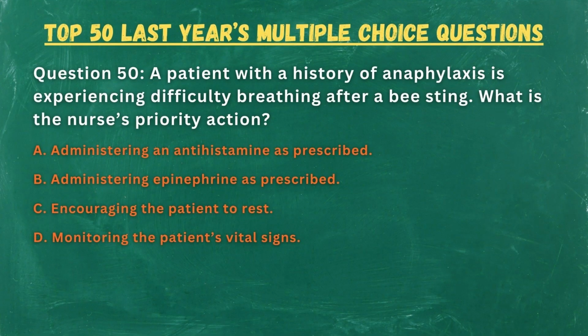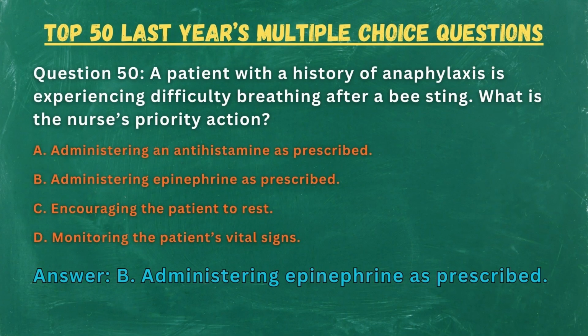Question 50. A patient with a history of anaphylaxis is experiencing difficulty breathing after a bee sting. What is the nurse's priority action? A. Administering an antihistamine as prescribed. B. Administering epinephrine as prescribed. C. Encouraging the patient to rest. D. Monitoring the patient's vital signs. Answer: B. Administering epinephrine as prescribed.